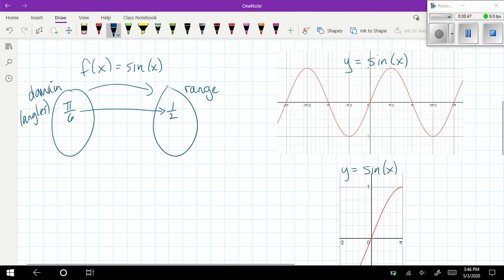Okay, so basically the sine function takes an angle measurement and sends it over here, and what you end up getting is some kind of a ratio. And in particular, if you're in an acute triangle, it would be your opposite leg over your hypotenuse.